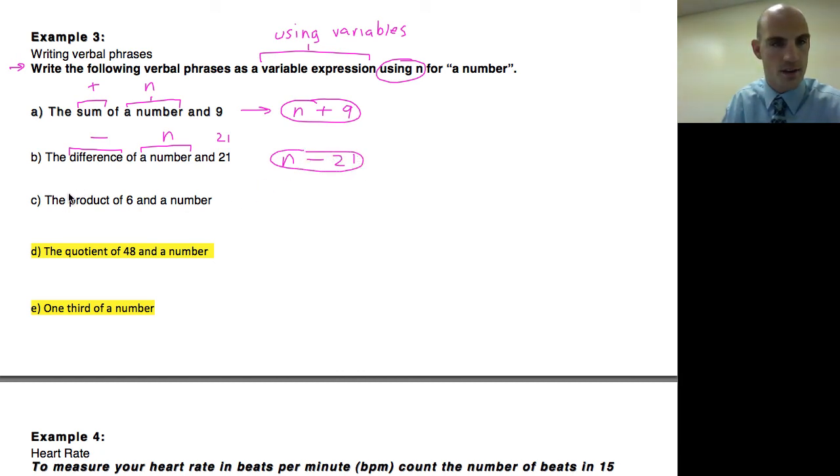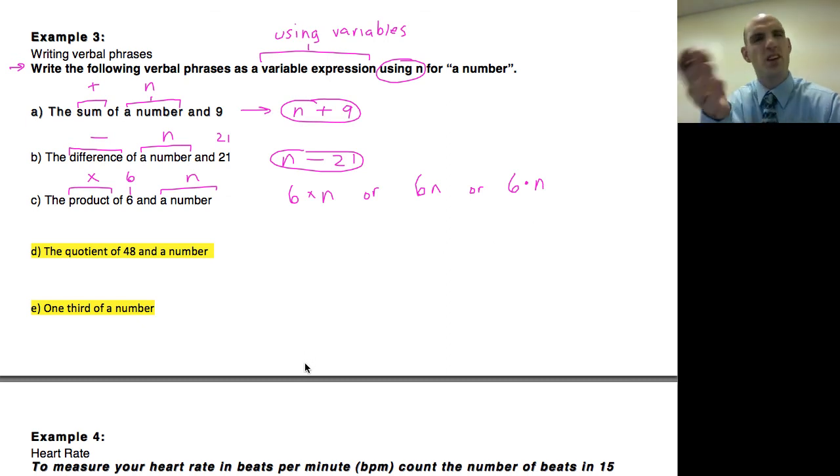Product means times. 6 is just 6, and a number would be n, so 6 times n, or we could say 6n, or we could say 6 dot n. Typically we put the number first rather than the variable.